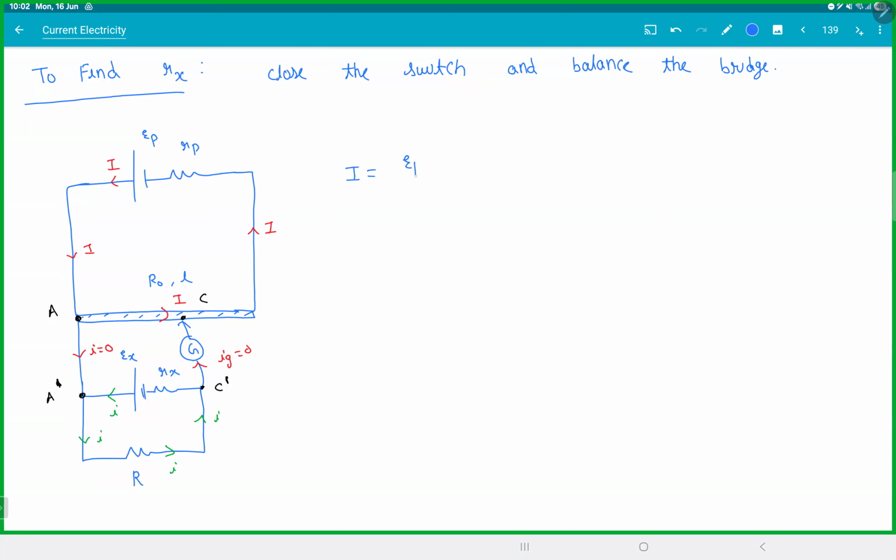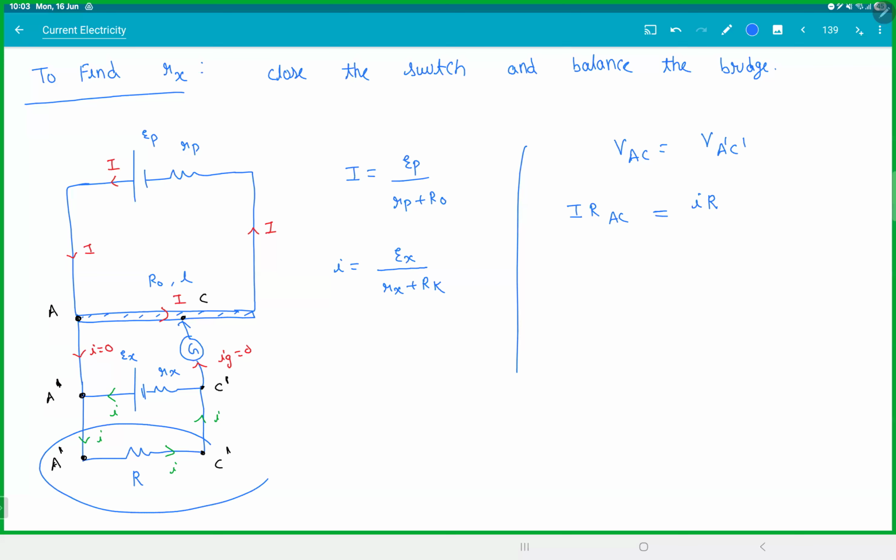So I is nothing but E primary by R prime plus R naught. Small i is nothing but Ex by Rx plus R naught. If this point is A dash, this point is also A dash, and this point is also C dash. You're done. The voltage across AC must be equal to voltage across A dash, C dash. So this will be I into resistance across AC. This is small i into resistance across the known resistance. This EMF and this potential difference are same, isn't it?